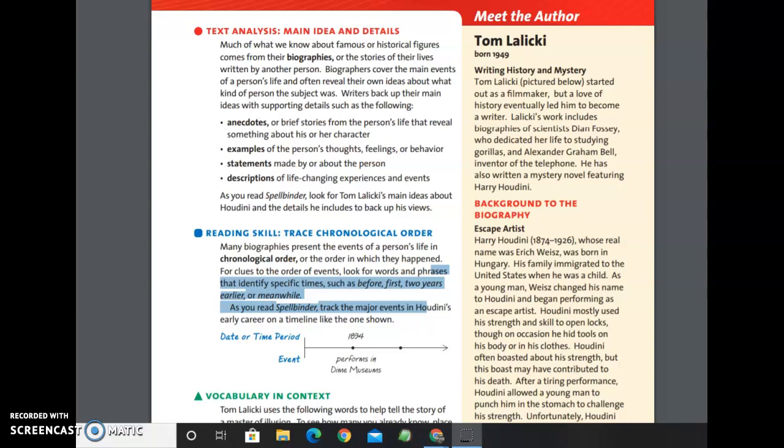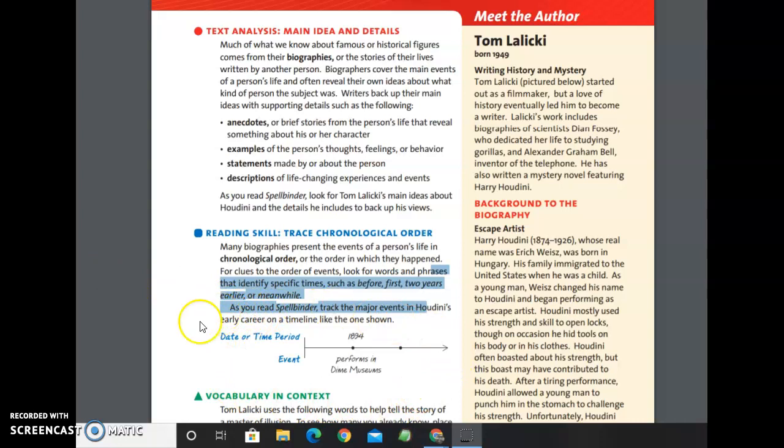For clues to order of events, look for words and phrases that identify specific times, such as before, first, 2 years earlier, or meanwhile. As you read Spellbinder, track the major events in Houdini's early career on a timeline like the one shown below. So you can see that right here.